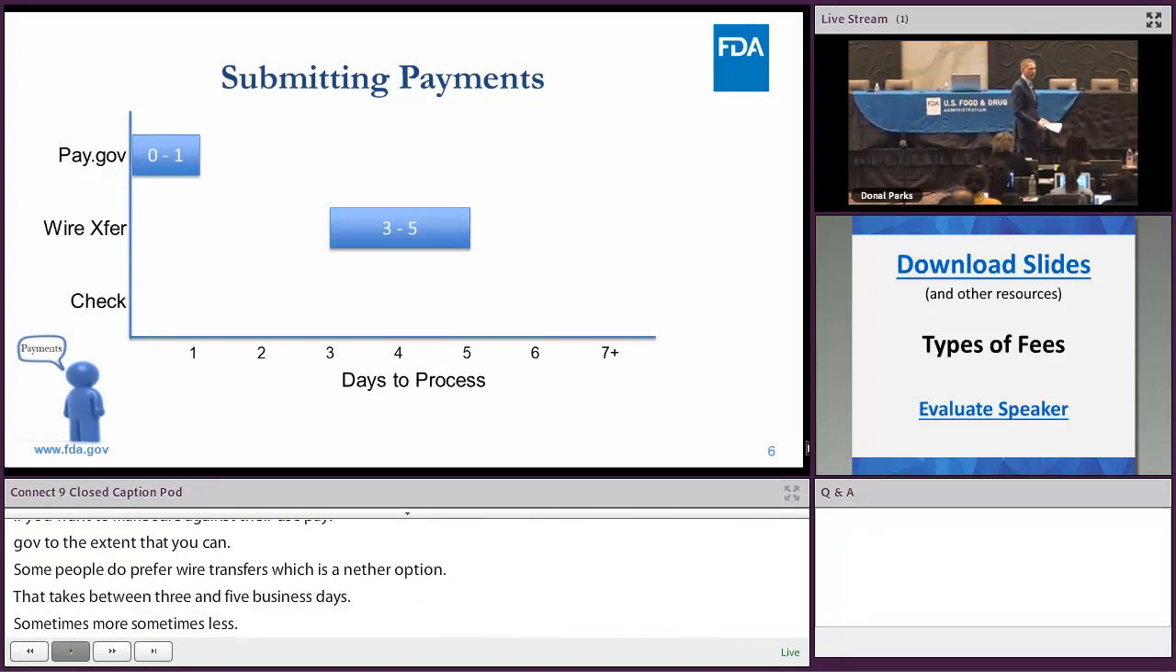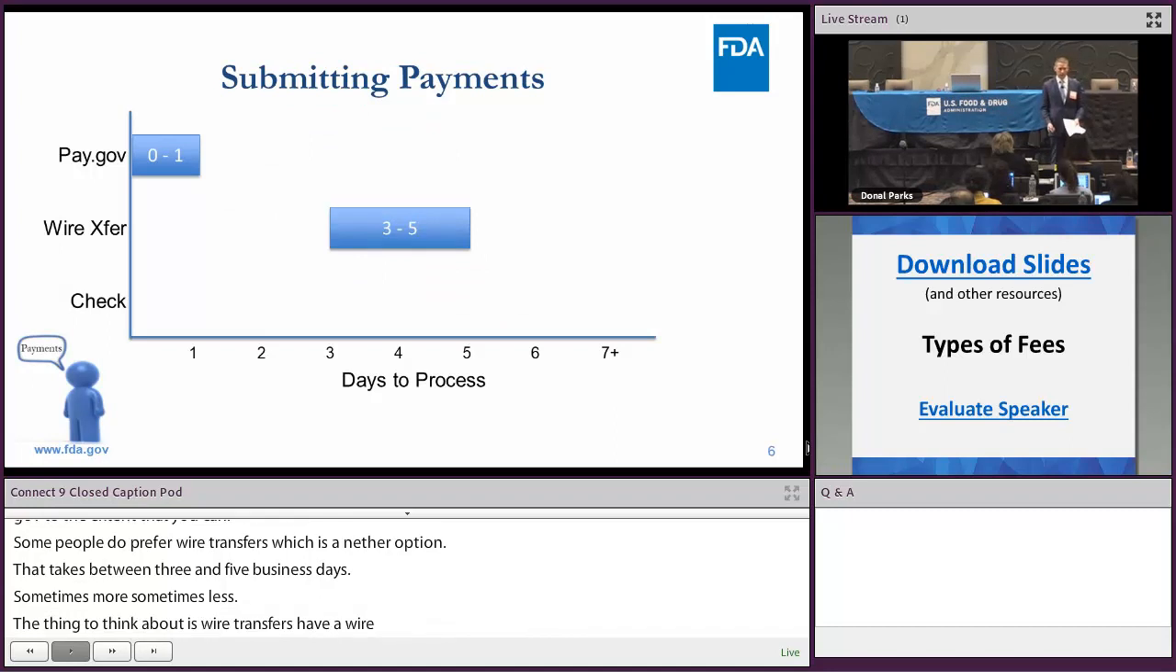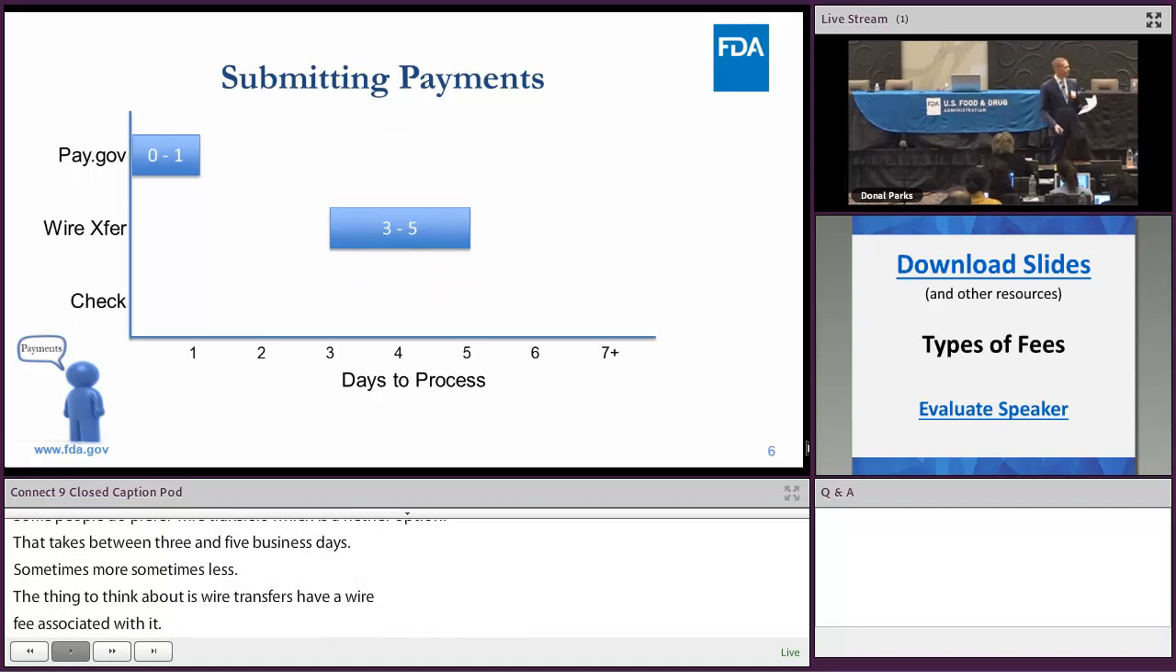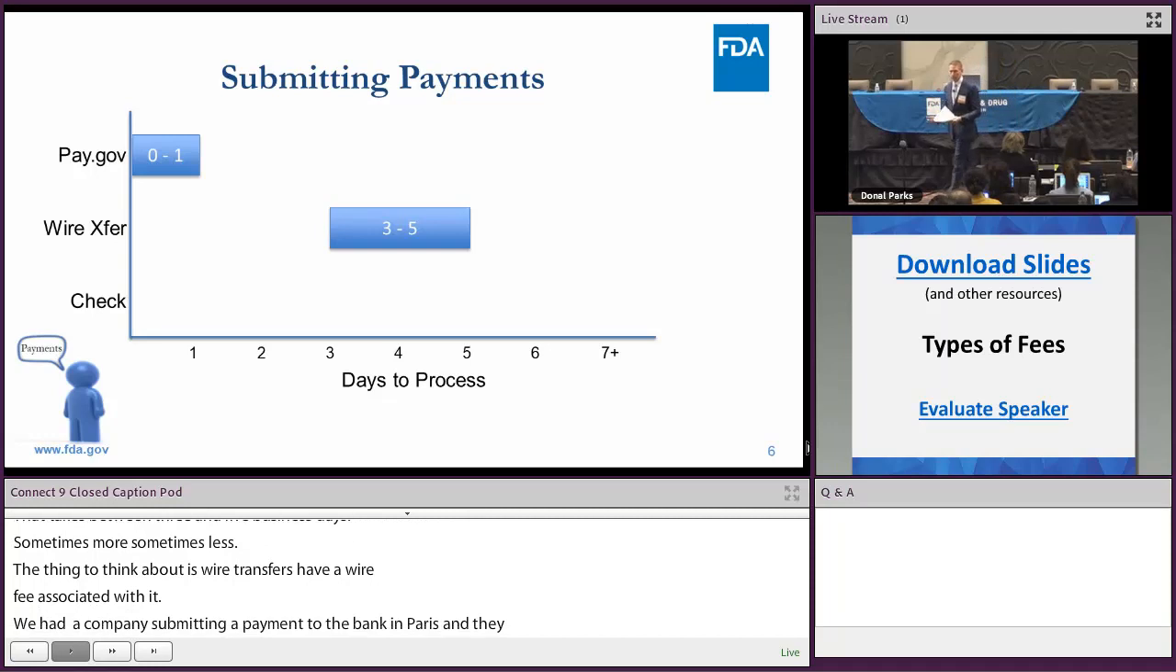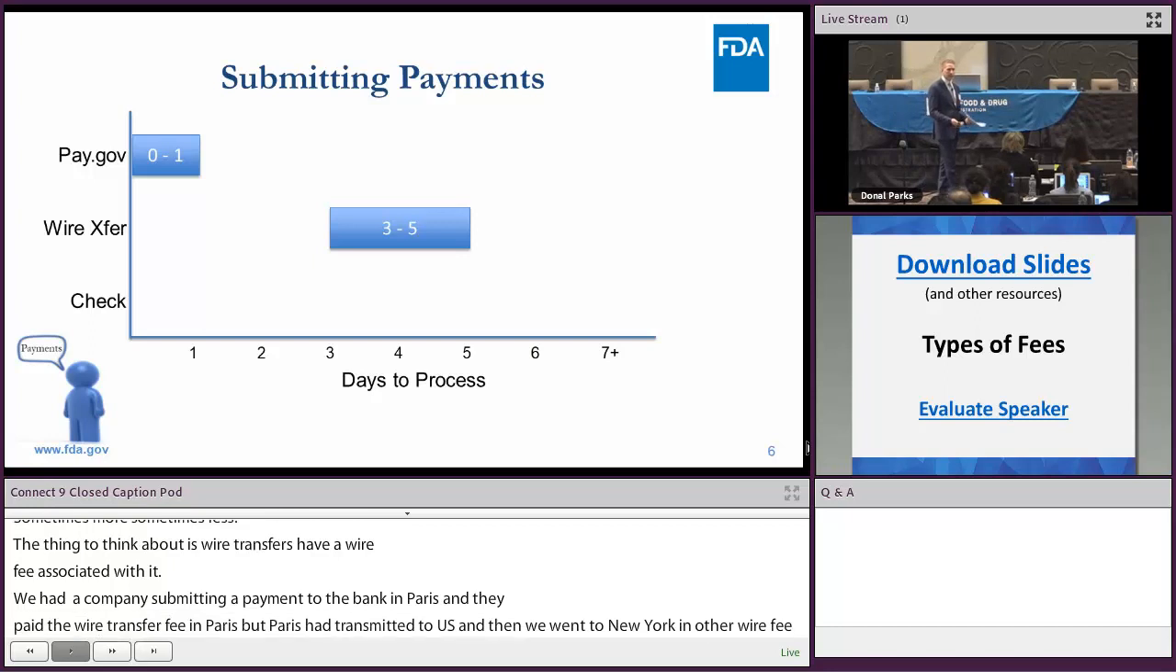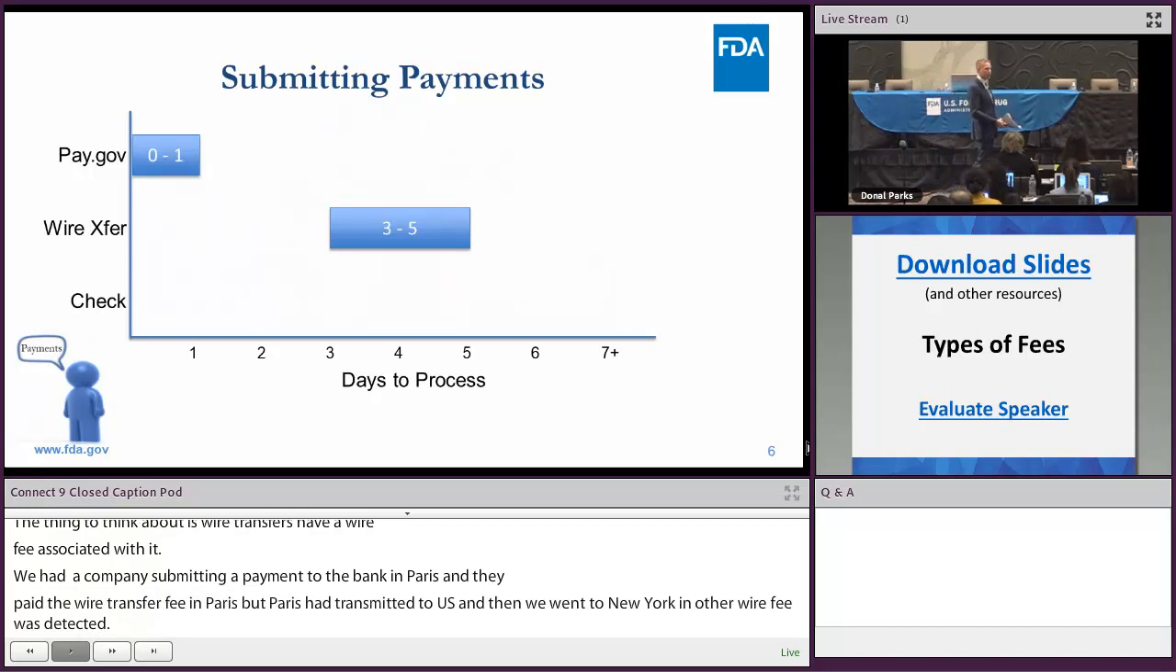We had one case early on in GDUFA 1 where a company was submitting a payment through its bank in Paris, and it paid the wire transfer fee at the bank in Paris, but the Paris bank had to transmit it through a US-based bank, and when it went there in New York, another wire fee was deducted. And so when the payment got to us, it was missing a $20 or $30 wire transfer fee, and the liability was not satisfied, and that sponsor lost out on some serious opportunities because we had to go back and forth, and they had to figure out, oh yeah, there was another intermediary bank I didn't know about, therefore I got hosed.